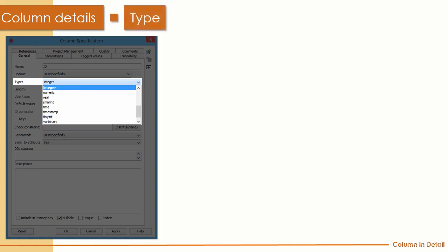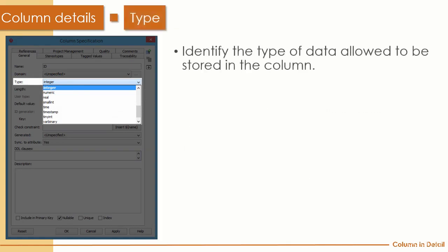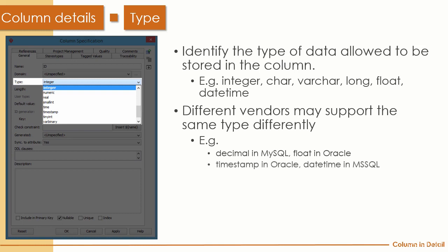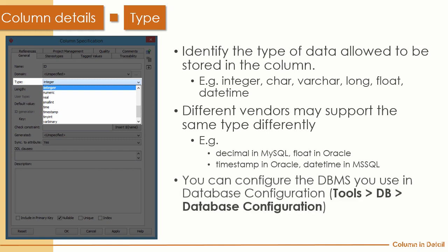And then we look into the type. You can set the type of the column you want, for example, the integer, the char, varchar, etc. Different database vendors may support different database types. So for example, MySQL supports decimal, Oracle supports float, timestamp in Oracle and datetime in MS SQL. You can configure the database type by using the tool, DB, and database configuration.